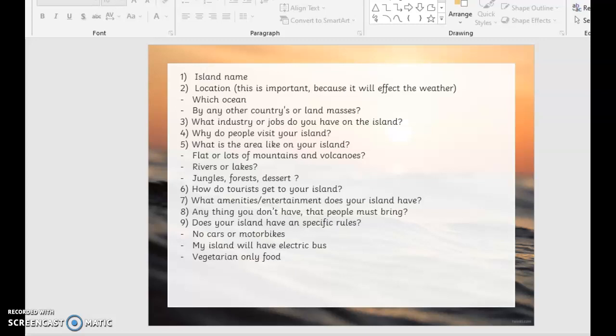Number 8, is there anything that people have to bring? So is there anything you don't have? Maybe you don't have a convenience store, so if you need shampoo, toothpaste, clothes, they don't sell those things.